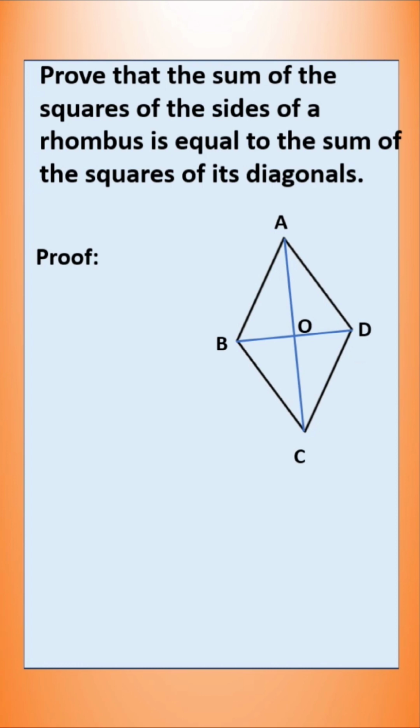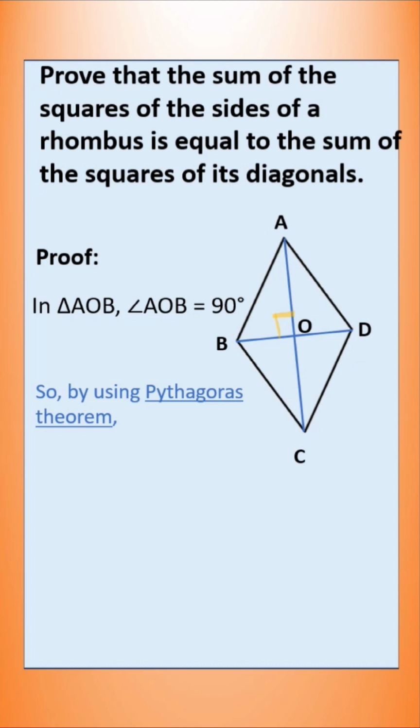Now we use the triangle AOB. In triangle AOB, angle AOB is 90 degree. So now we can apply Pythagoras theorem to get AB square is equal to OA square plus OB square. Let this be equation number 1.